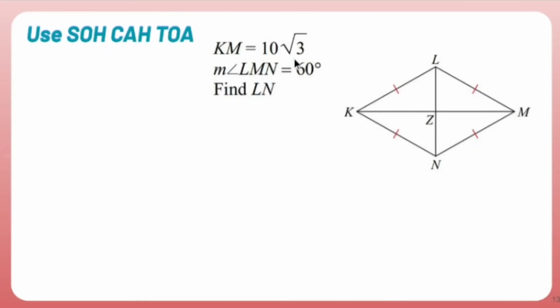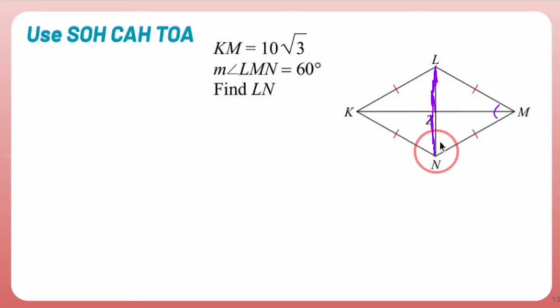Use SOH CAH TOA. All right, KM is 10 root 3. This whole thing is 10 root 3. The measure of angle LMN, which is this guy, is 60 degrees. Find LN. Okay, so what I have is a rhombus. I have to find, at the end of the day, LN.